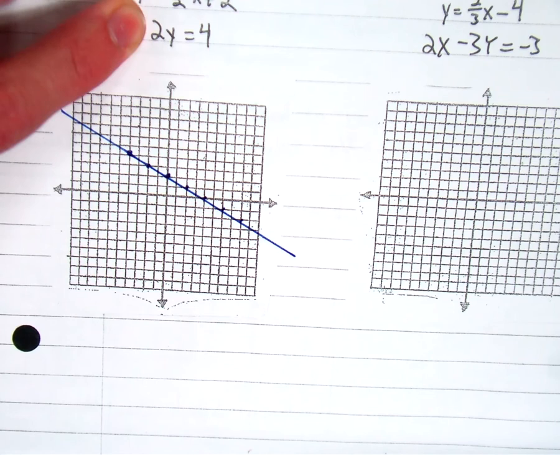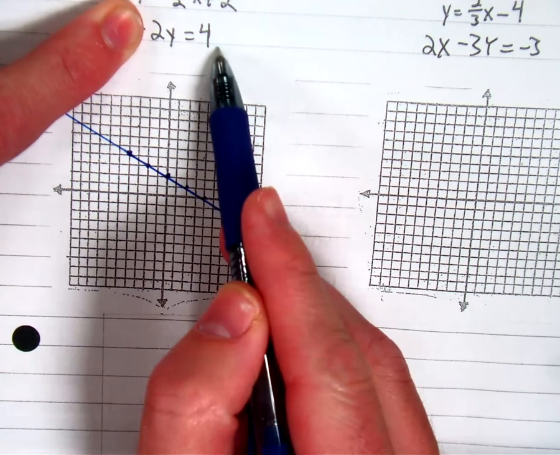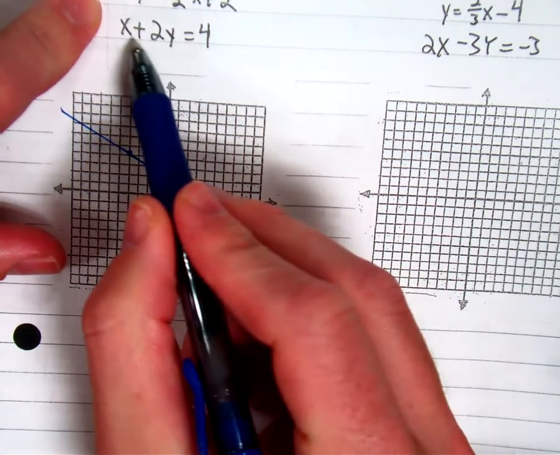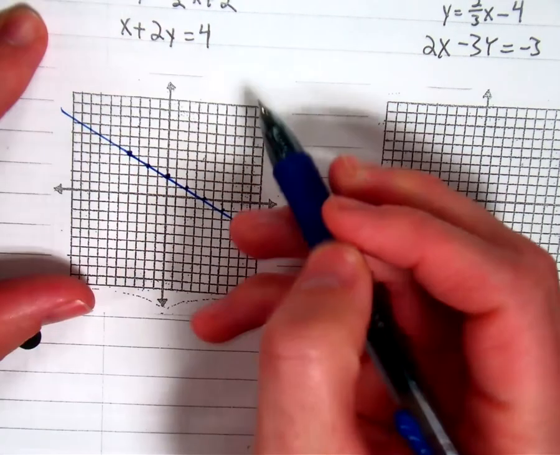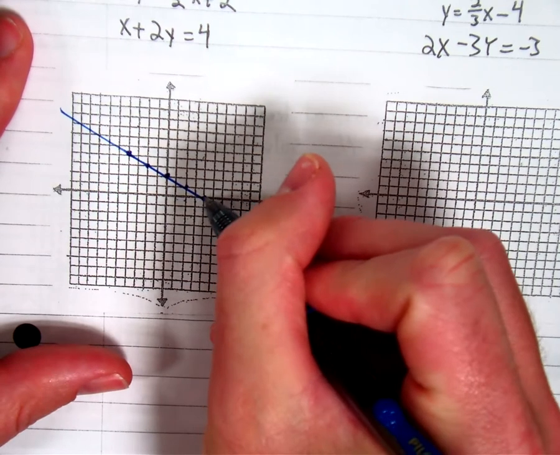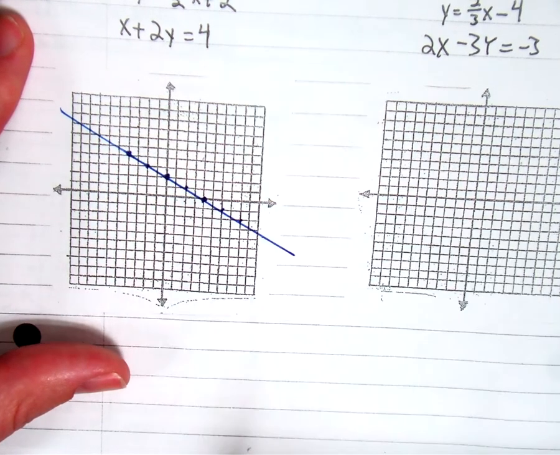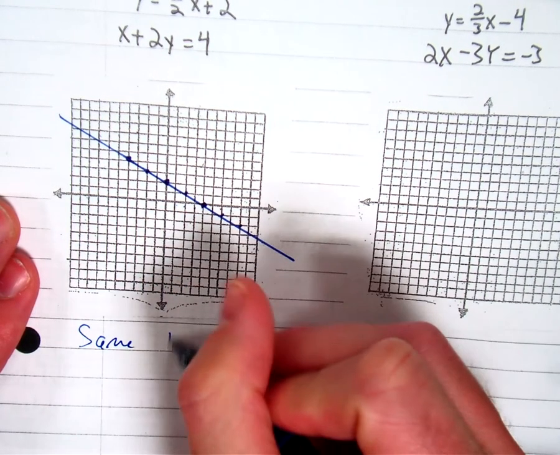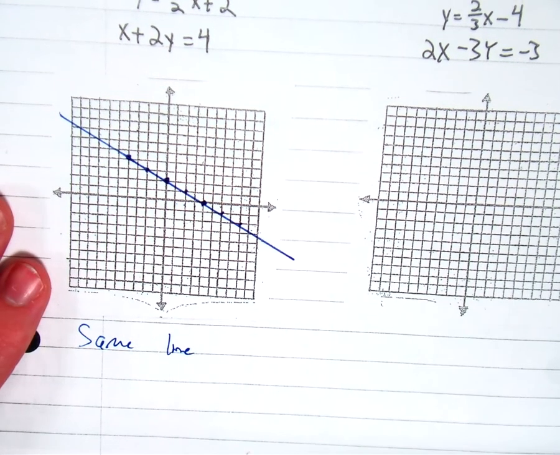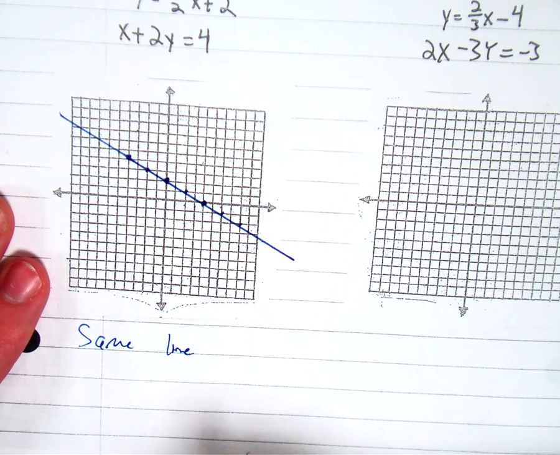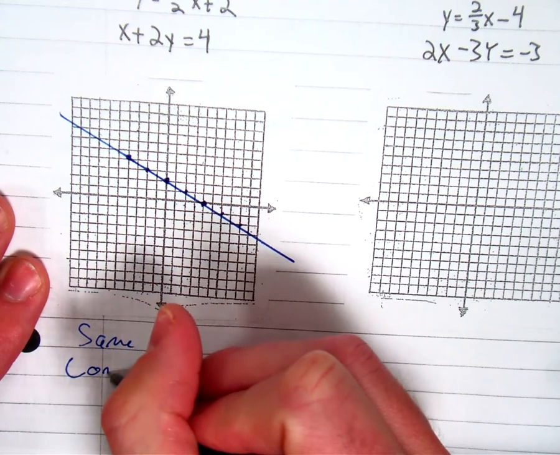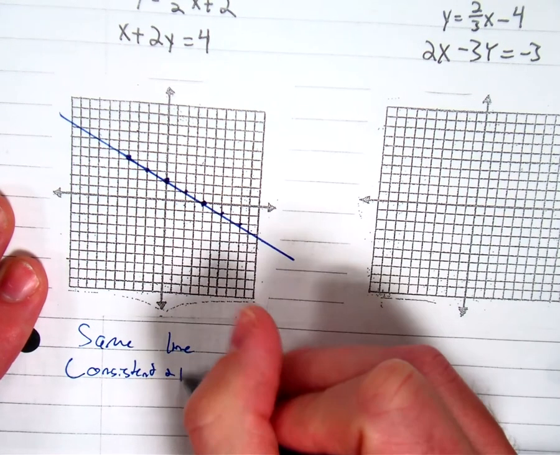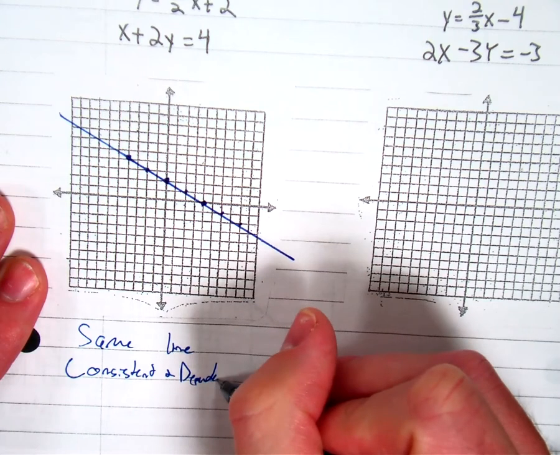And we have x plus 2y equals 4. Cover-up method might help us out here. Divide by 2, y would equal 2, and there we are. And then x equals 4. 1, 2, 3, 4. Aha! Look at that. It's going to be the same line. Same line. So that is going to be consistent and dependent, infinite solutions.